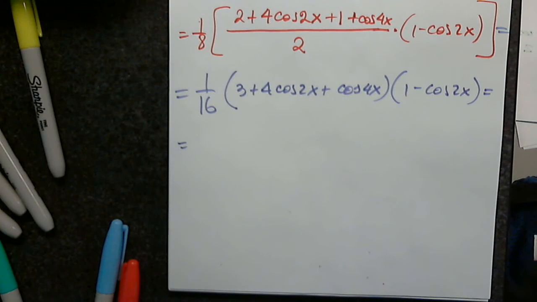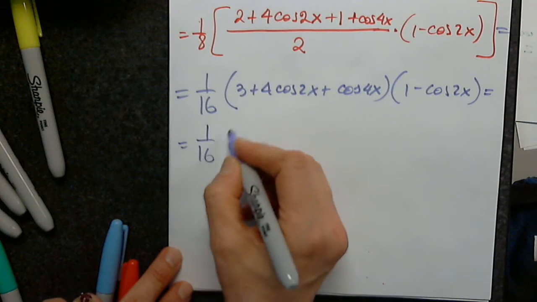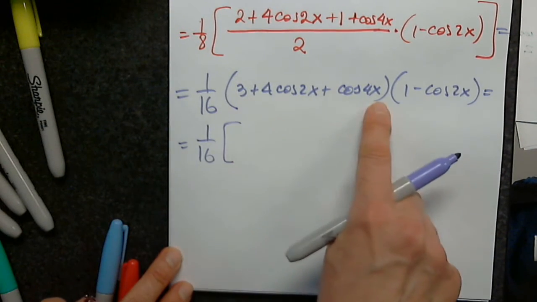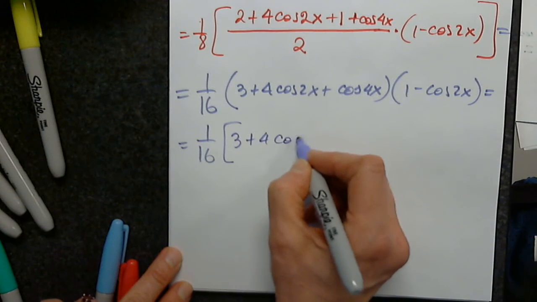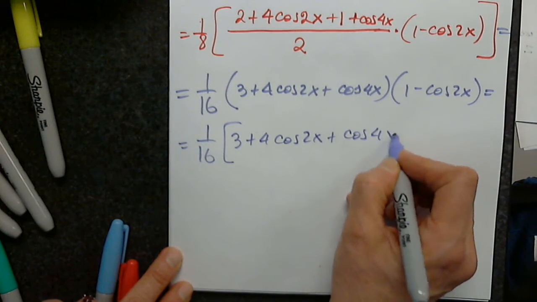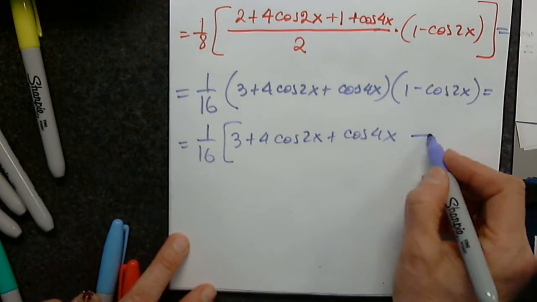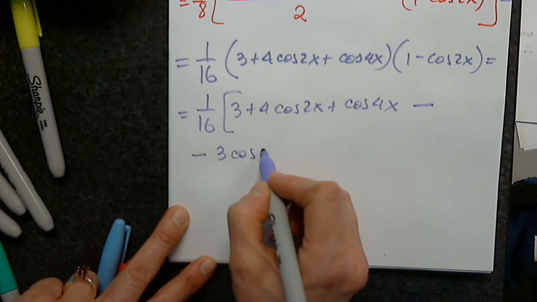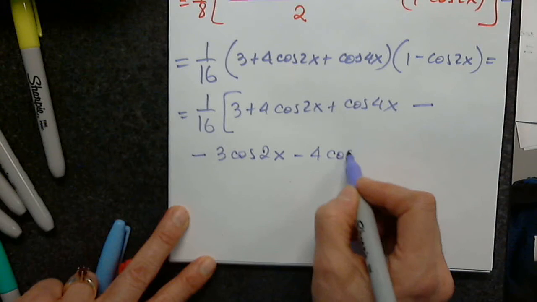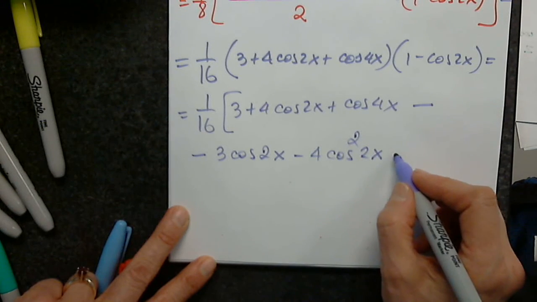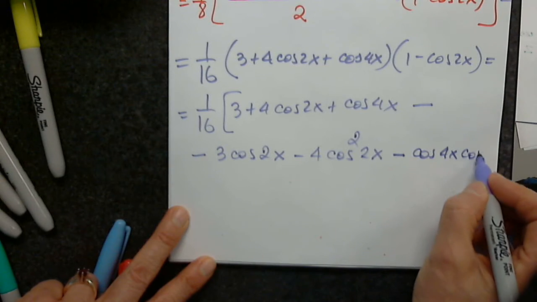Are we okay so far? I know I write big, but this is going to be 2 pages for me. For you, it will be less. Okay, so 1 over 16, 1, multiply by these 3 terms: 3 plus 4 cosine twice x plus cosine 4x. And now I distribute this to these three: minus 3 cosine twice x minus 4 cosine squared twice x and minus cosine 4x cosine twice x.